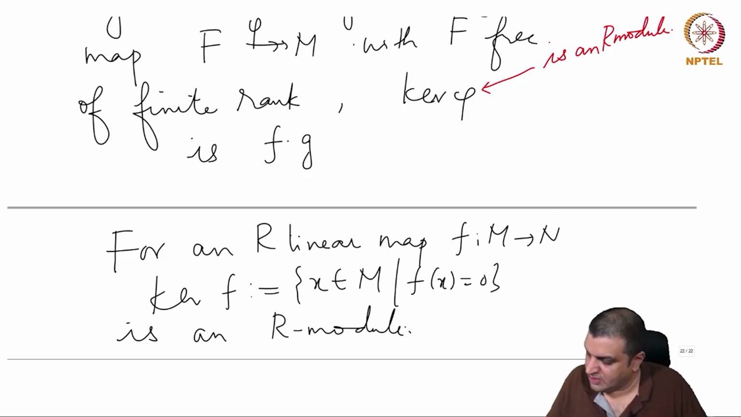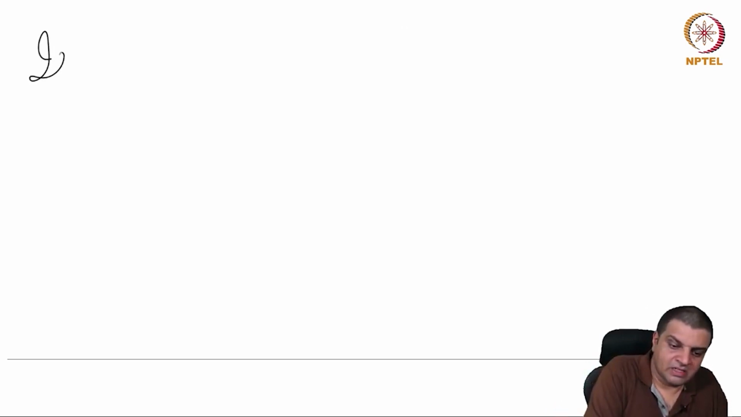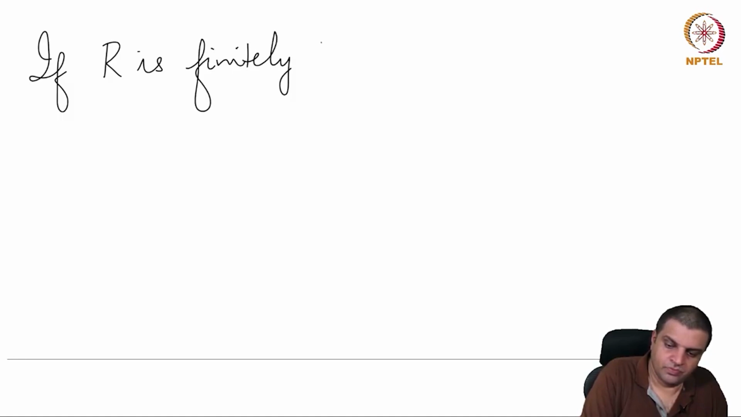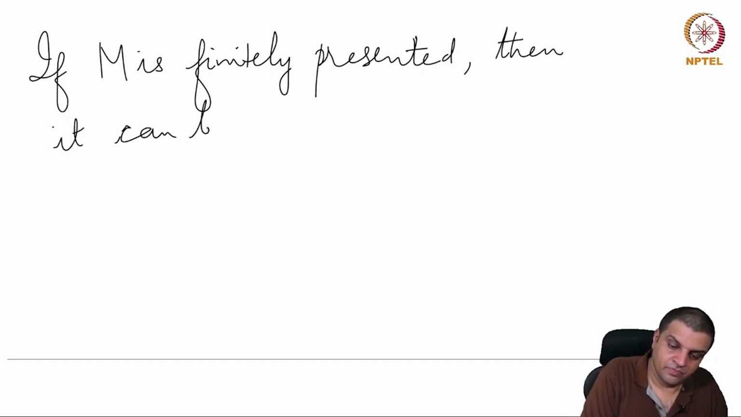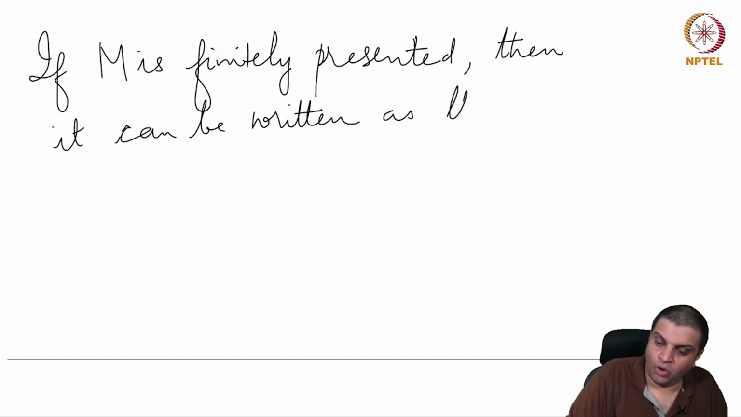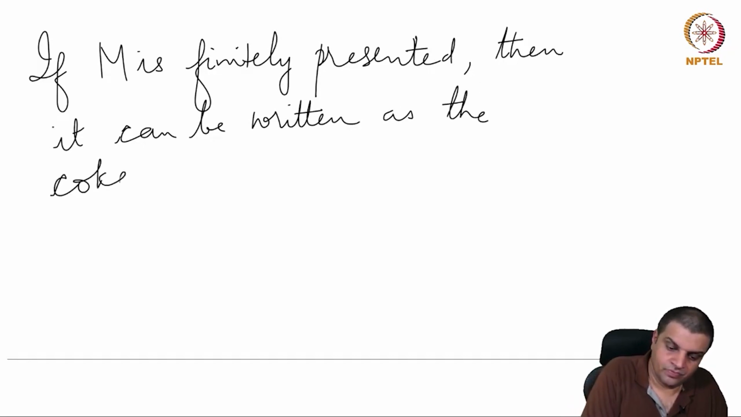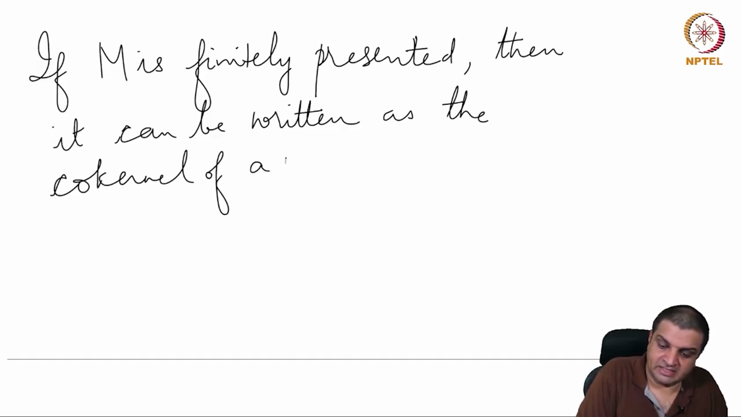So the observation that we would like to make, and we'll quickly see an example of that, is the following. If M is finitely presented, then it can be written as the co-kernel of a matrix.